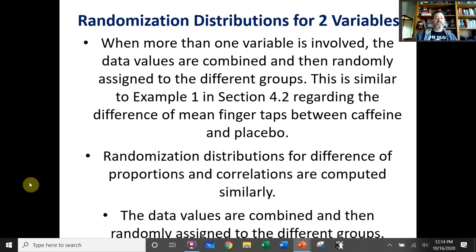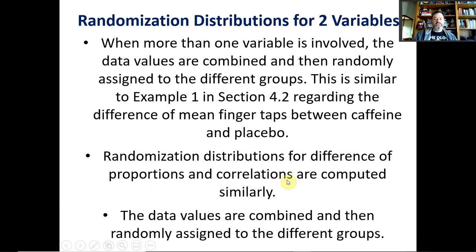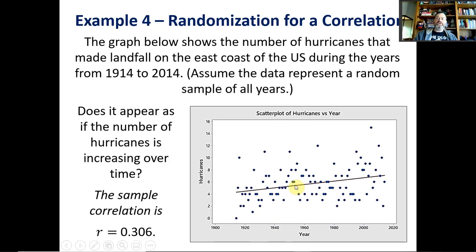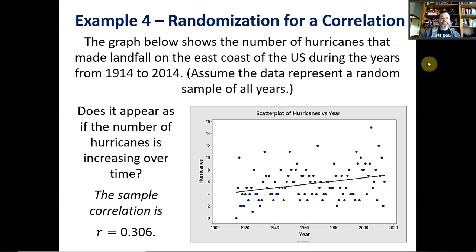The one that's hard to kind of imagine how it works is the one for correlations. So we're going to see a correlation example here. This graph below is the number of hurricanes that made landfall on the east coast of the U.S. during the years 1914 to 2014. Even though this is not a random sample, we're just going to treat it as a random sample. We want to answer the question: does it appear as if the number of hurricanes is increasing over time? If we're treating this sample as its own population, obviously it's increasing over time.